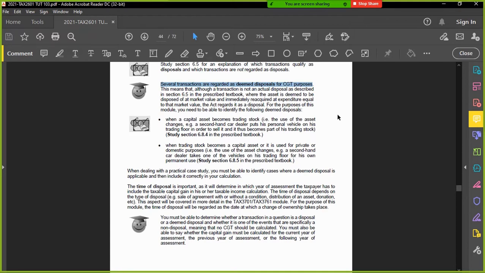What else do we have here? Let's talk about the time of the disposal. Obviously, it must be during the year of assessment. How long is a year of assessment from a taxpayer's point of view?